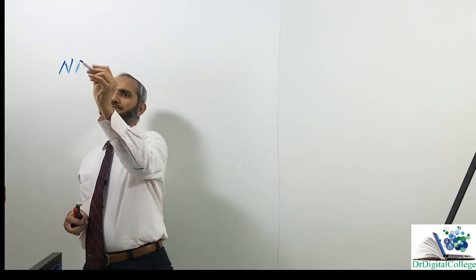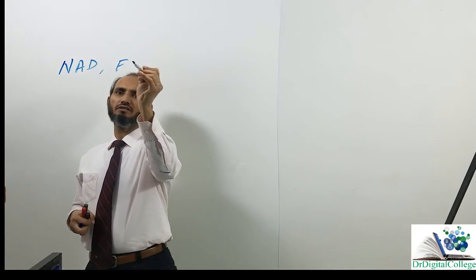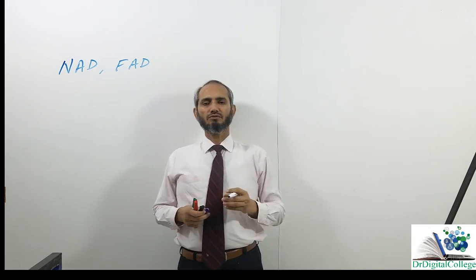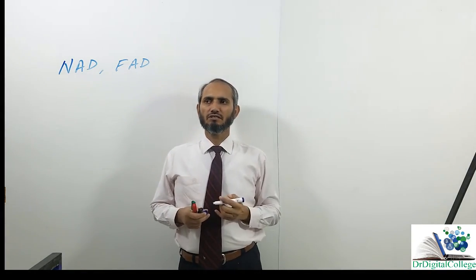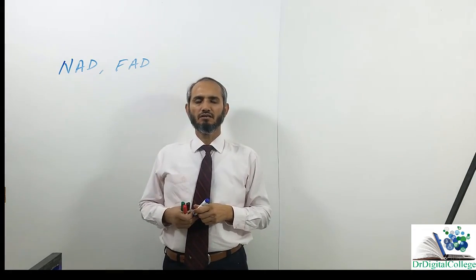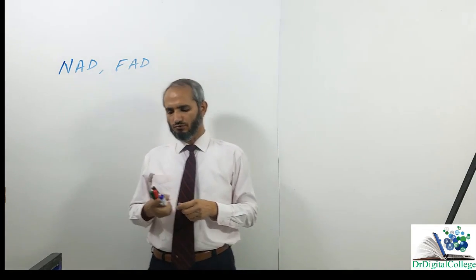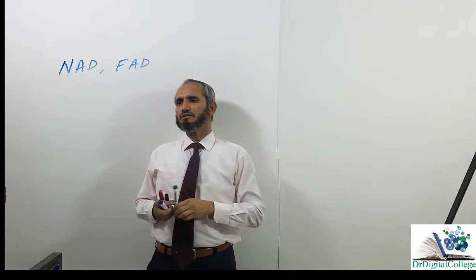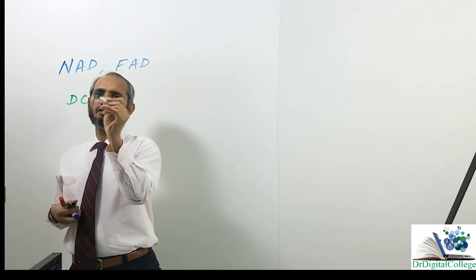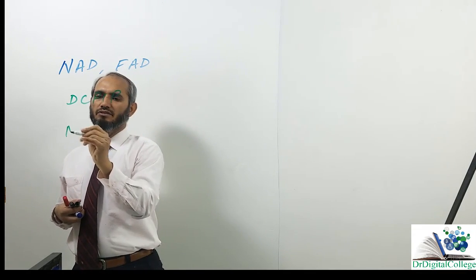We studied that NAD and FAD are acting as redox indicators. Now we can use artificial redox indicators to study that oxidation-reduction processes are being done during respiration as well as during photosynthesis. For that purpose, we have chemicals like DCPIP or methylene blue.